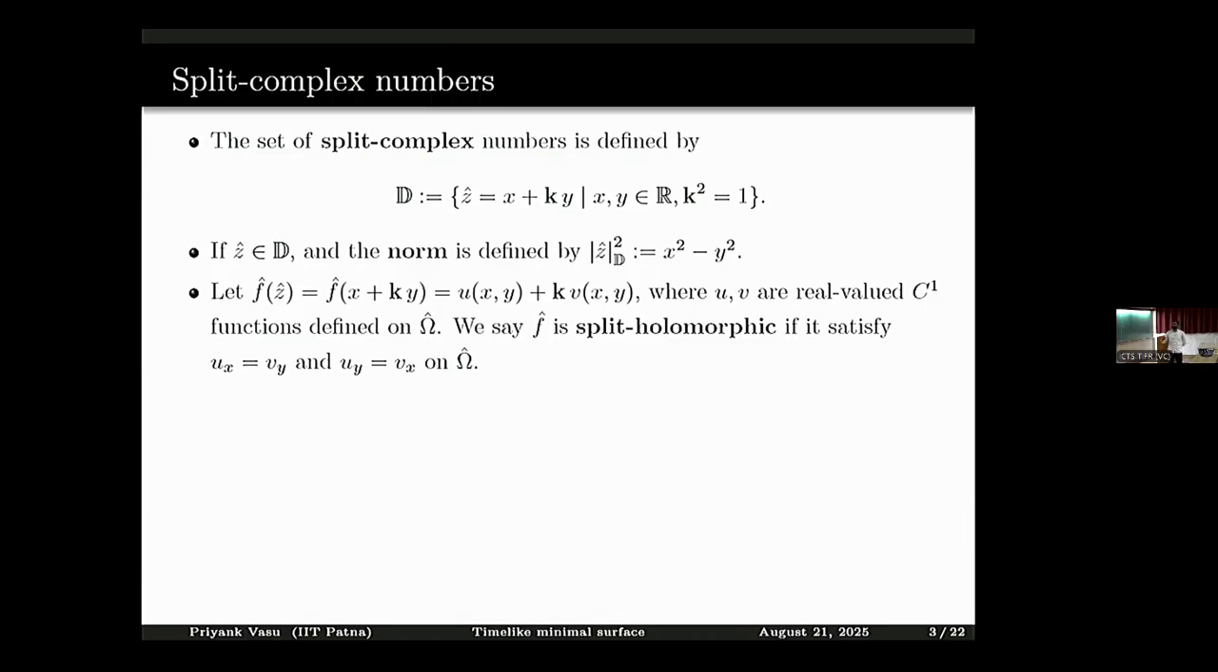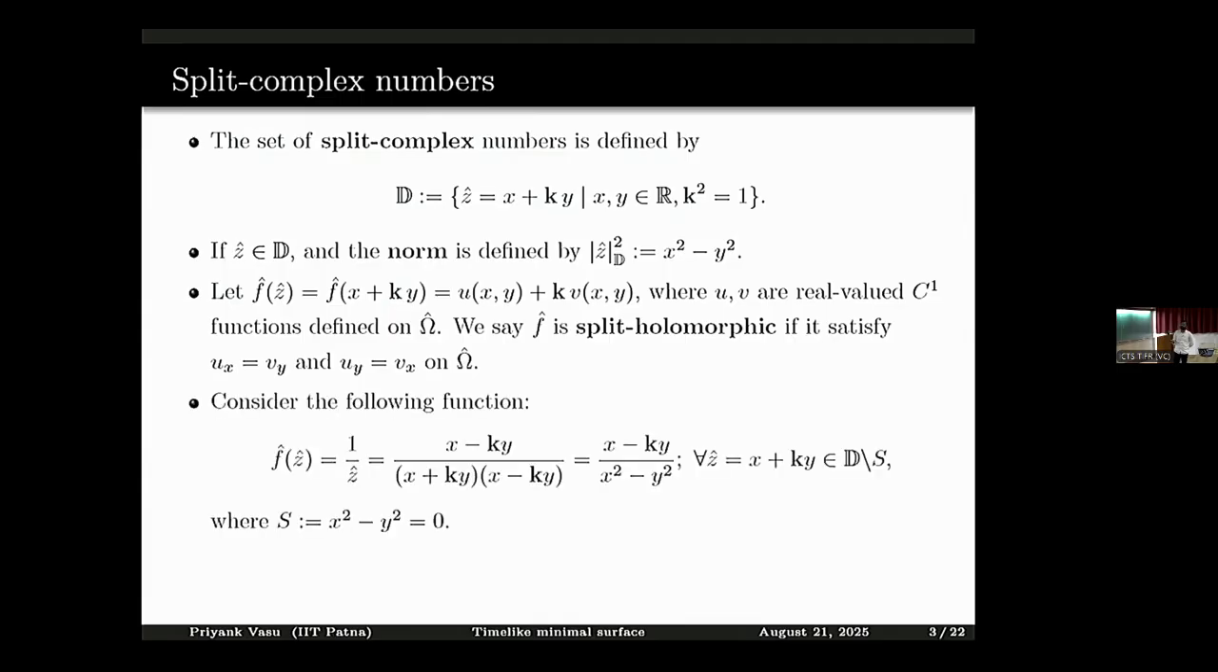The norm of z hat is x squared minus y squared. A function defined on the split complex plane is u(x,y), which is the real part, plus k v(x,y), which is the imaginary part, and we say it is split holomorphic if it satisfies the CR equations. This CR equation is not the usual CR equation of the complex case; there is no negative sign, so we can see the differences between complex and split complex numbers. The difference which will play a major role in defining time-like minimal surfaces with arbitrary ends is the pole of the split complex number.